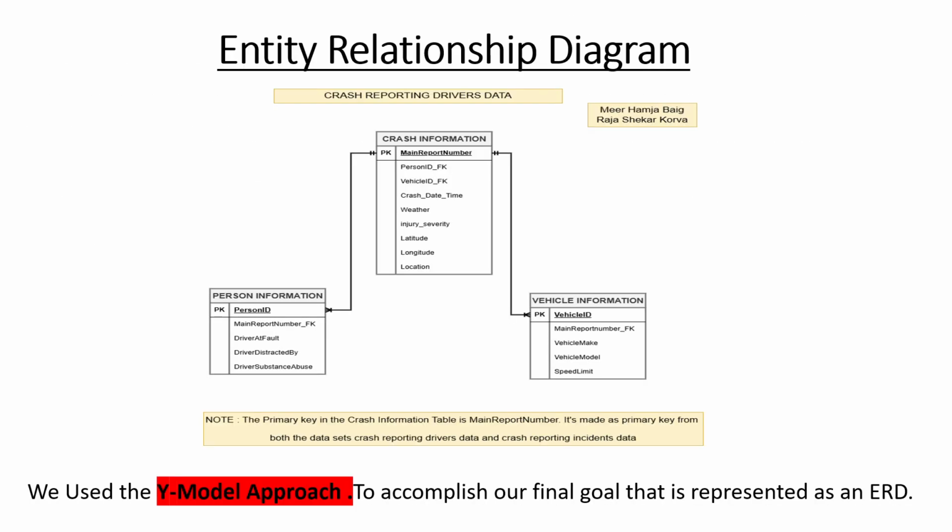Coming to my entity relationship diagram, we have three data tables: crash information, person information, and vehicle information. The relation between crash information and person information is one to many, where a crash can have many persons involved in it. The other relation is between crash information and vehicle information, where multiple vehicles can be involved in a crash. We took the main report number as a primary key in crash information, and we used it as a key in person information and vehicle information.